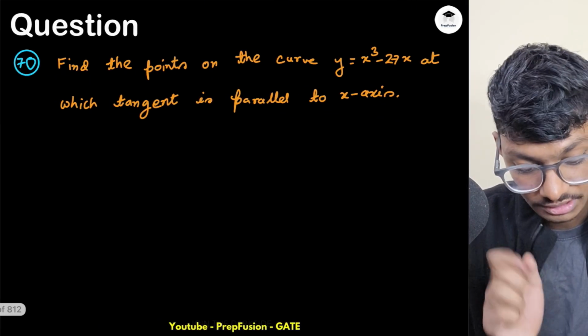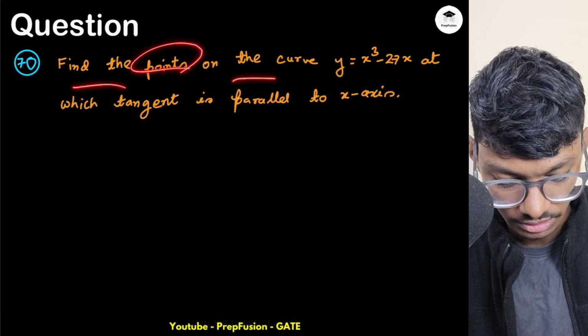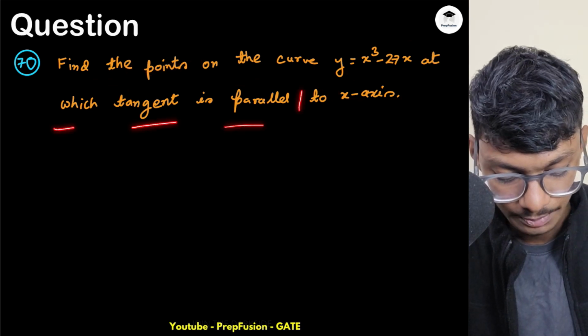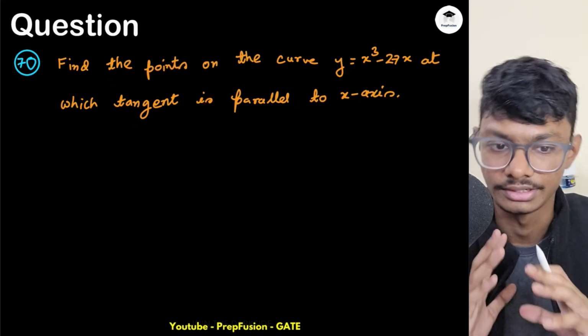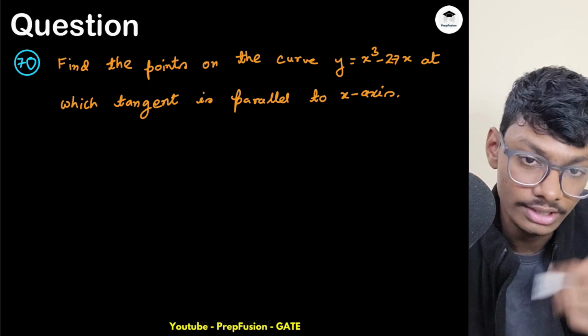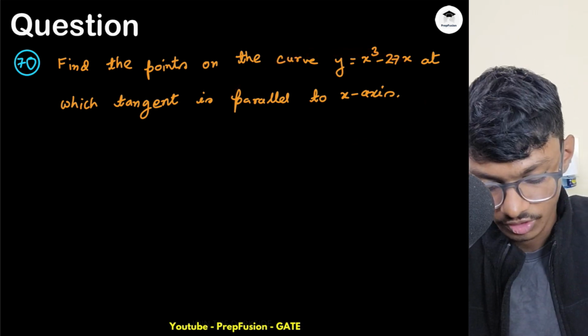Let's now solve another question: find the points on the curve y equals e^x at which the tangent is parallel to the x-axis. Now this is a very interesting question, just focus on this. So find the points where the curve has a tangent that is parallel to the x-axis. So what do you mean by parallel to the x-axis?